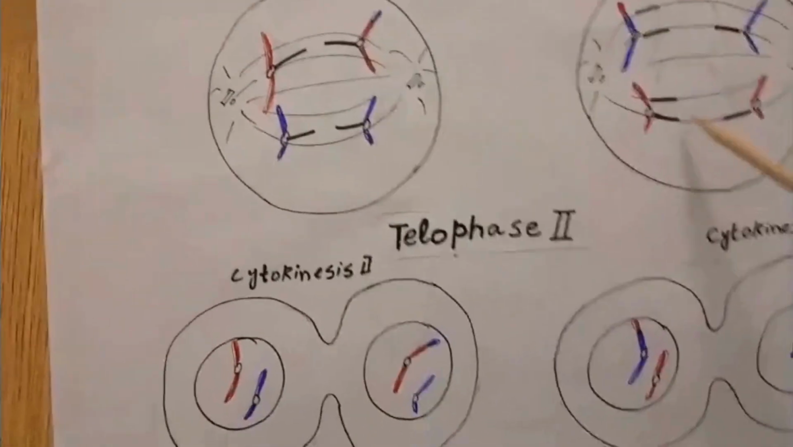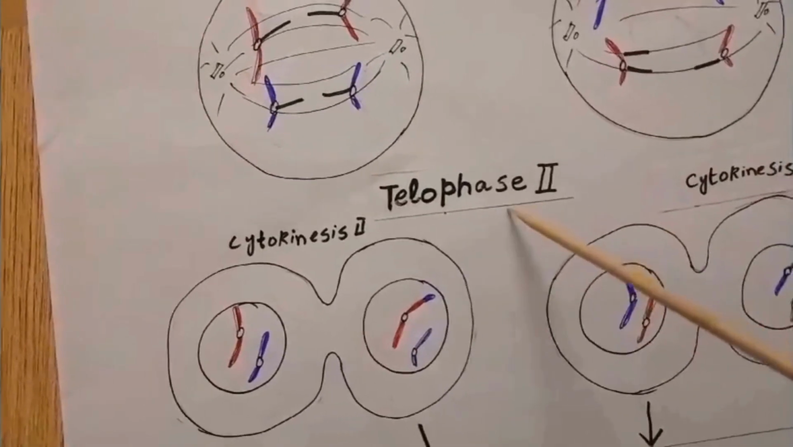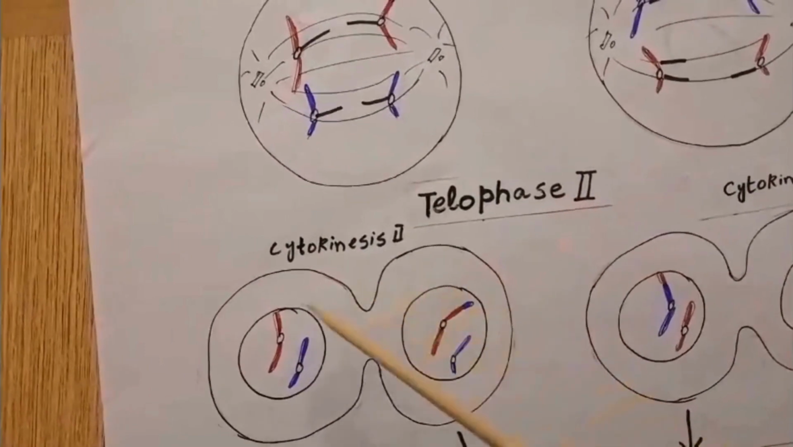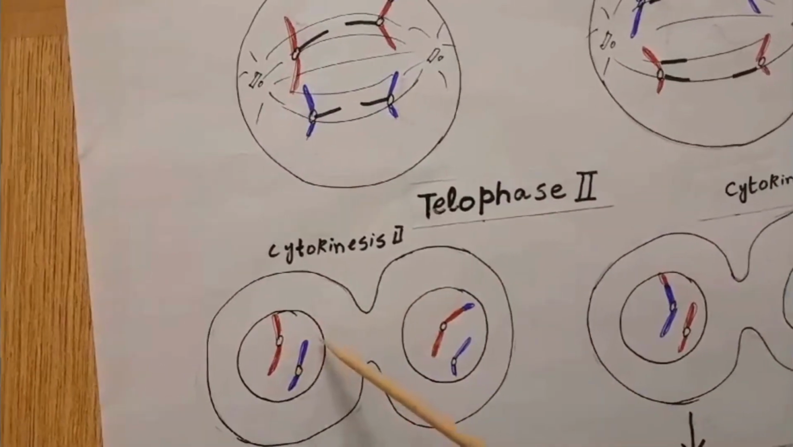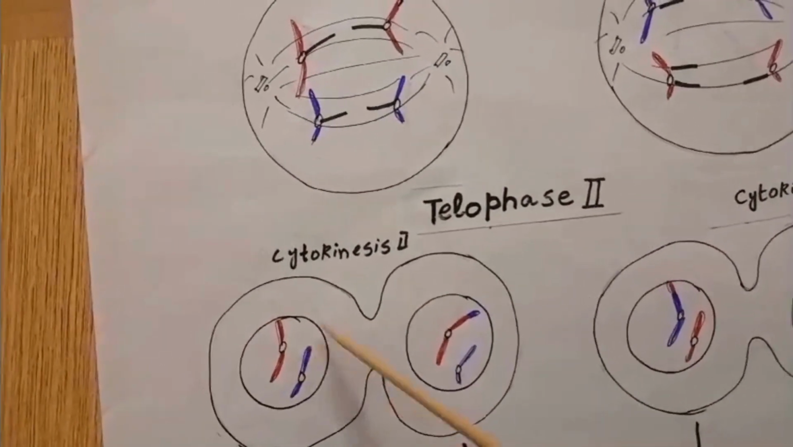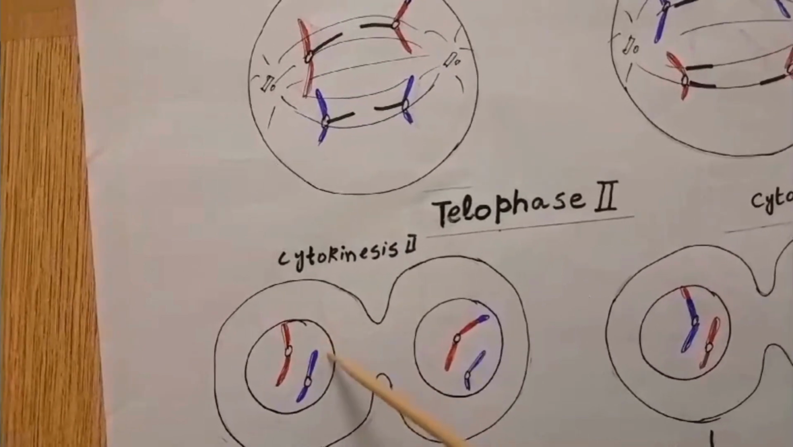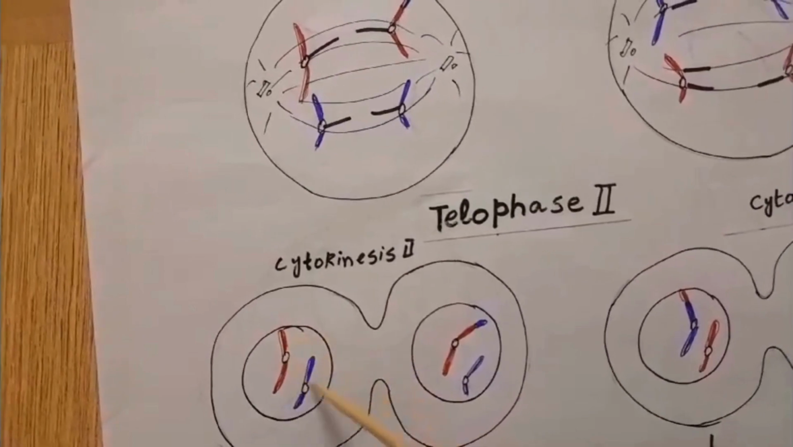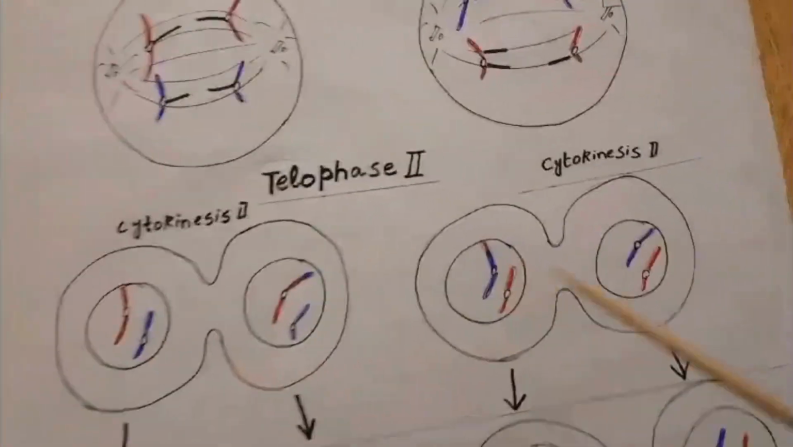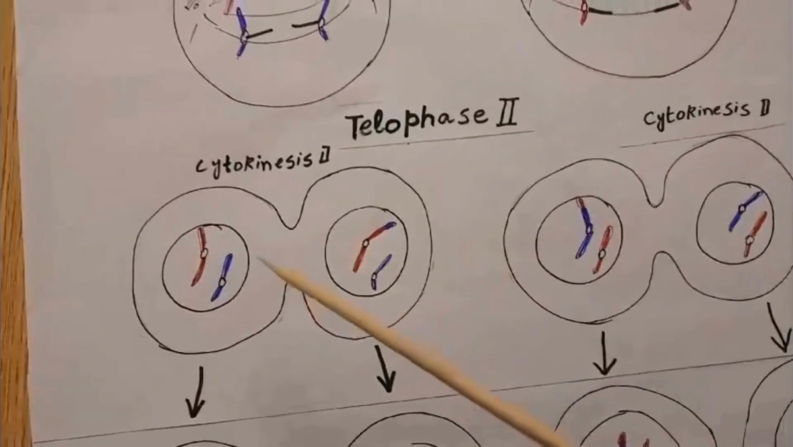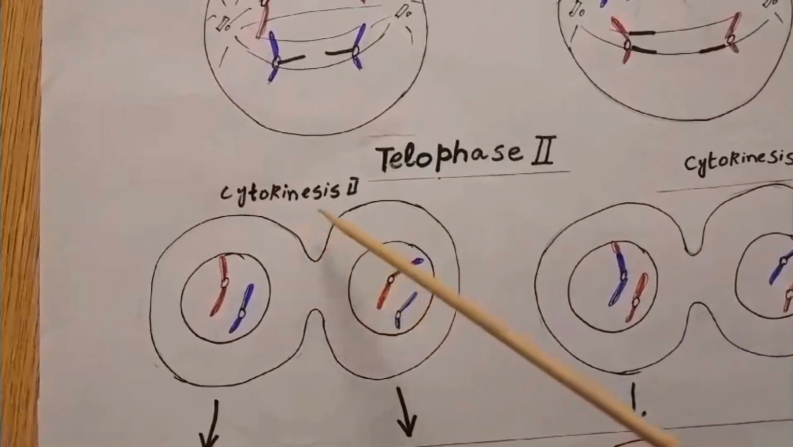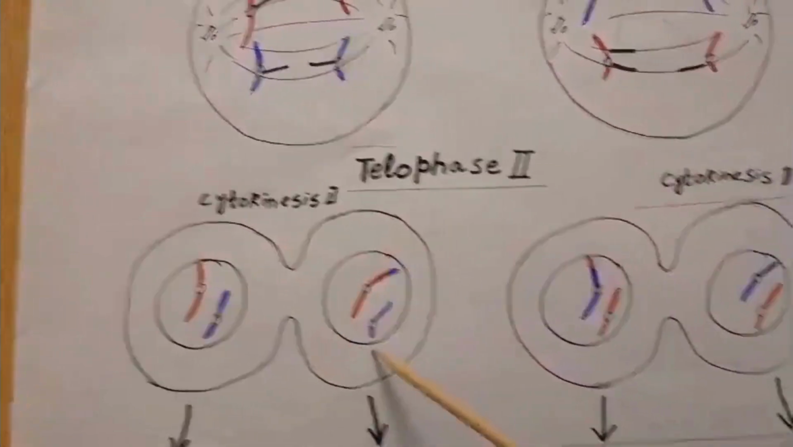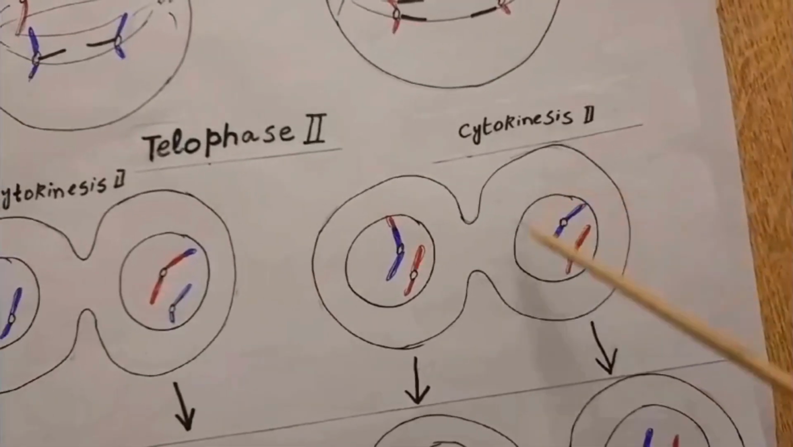After anaphase 2 starts another phase, that is telophase 2. Telophase 2 means the nuclear membrane around each set of chromosomes is reformed, and it is followed by cytokinesis 2, that is the division of cytoplasm in both of these cells.